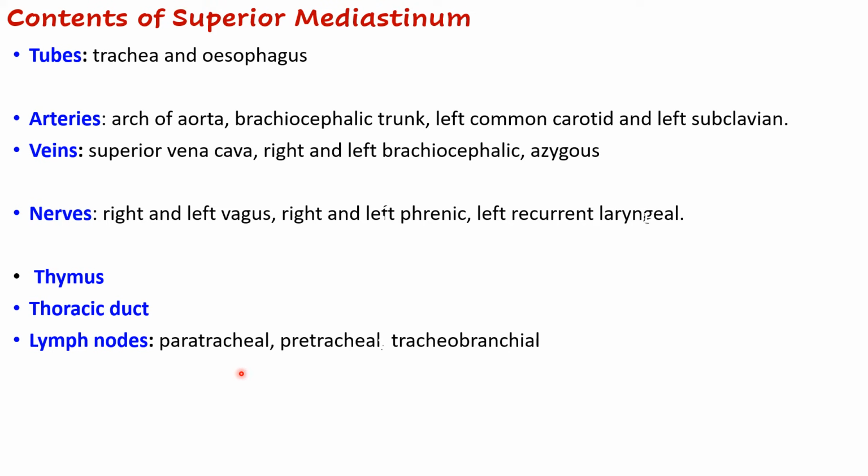Then structures associated with the lymph: a lymphoid organ, that is thymus, and lymph nodes, plus a tube which drains most of the lymph from our body, that is thoracic duct. So they will be present. In lymph nodes, we'll have paratracheal, pretracheal and tracheobronchial. Remember the word trachea. Then we have origin of muscles. Which muscles? Again, because they have to take origin from the manubrium sterni, sternohyoid and sternothyroid.